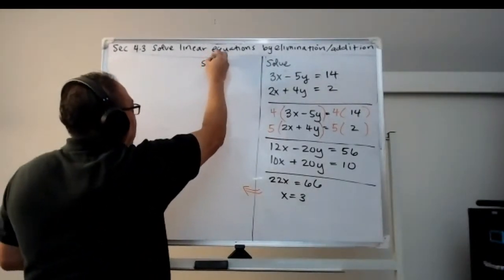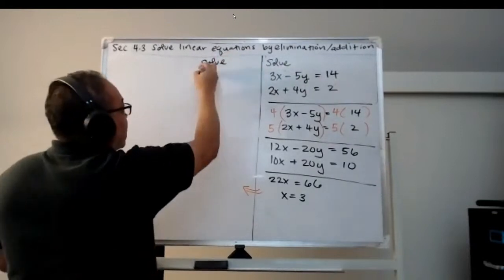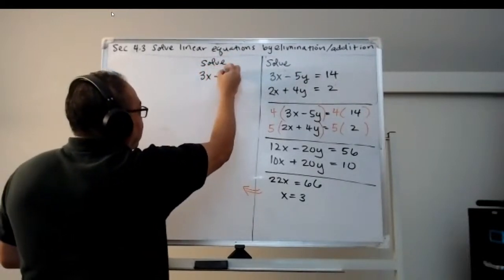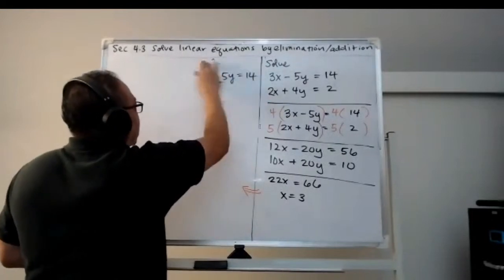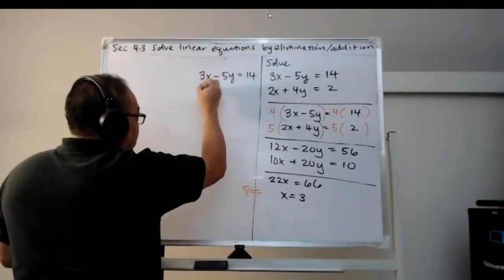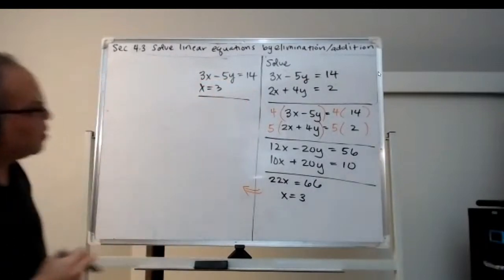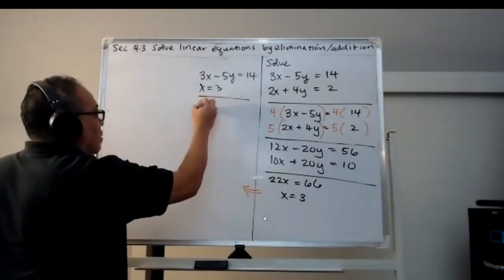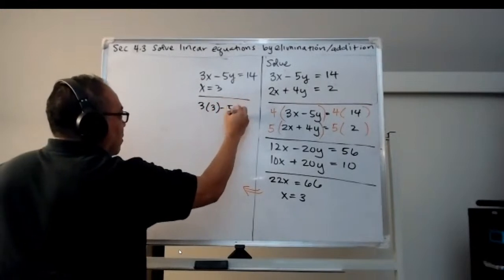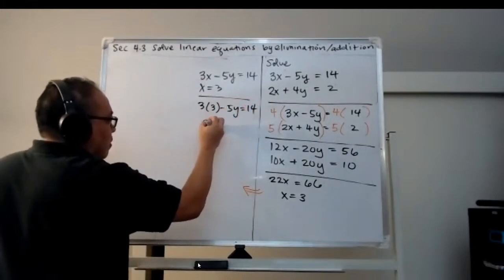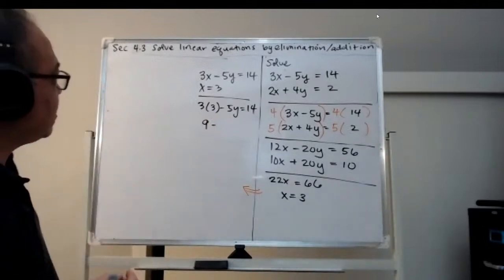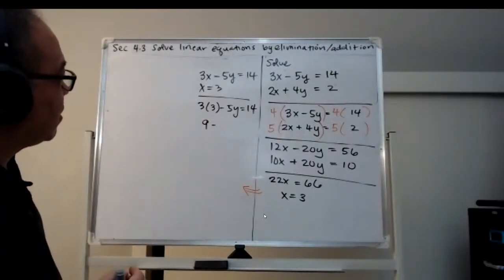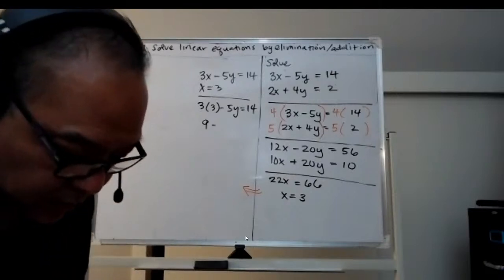Okay, so let's say we have 3x minus 5y is equal to 14. And then we have x is equal to 3. Okay, so we're going to try to solve that problem. So we'll put 3 into here. Is that right? Did I do something wrong? I feel like I did something wrong. Give me 1 second to double check myself.